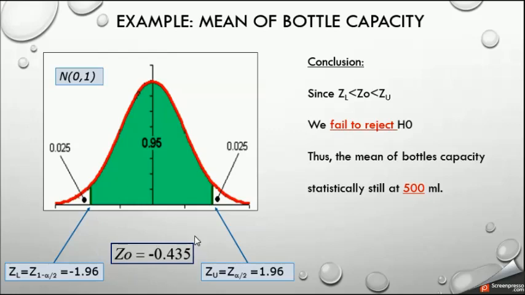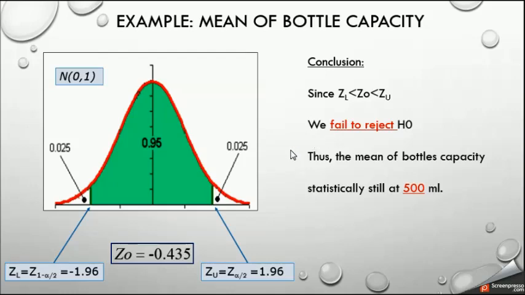If you look for Z0, in fact Z0 lies inside the green area. The green area is the acceptance area. If Z0 falls in the green area, we fail to reject H0, or fail to reject the null. If Z0 falls in the other sides, the rejection region, either to the left or to the right, we reject the null. But in our case, Z0 falls inside the acceptance region. Since Z0 is between the upper limit and lower limit, we conclude that we fail to reject H0.